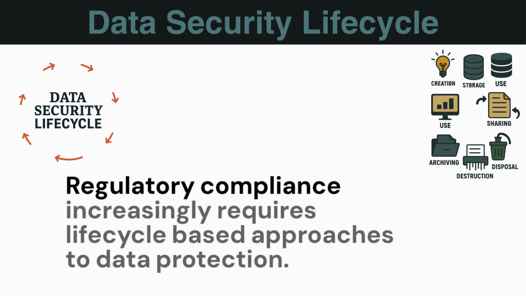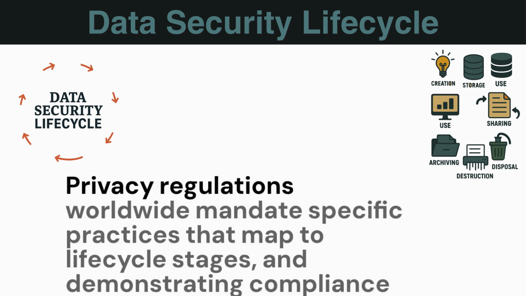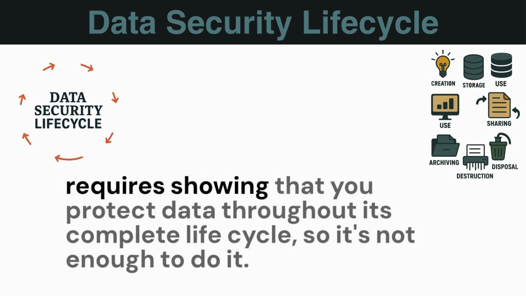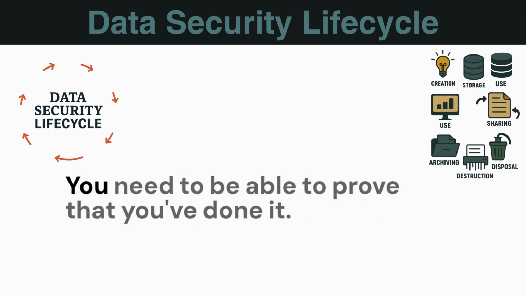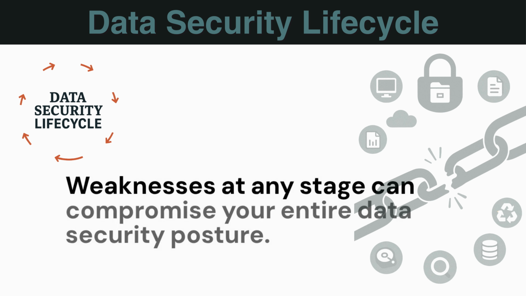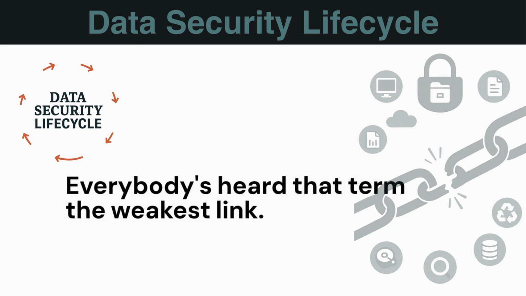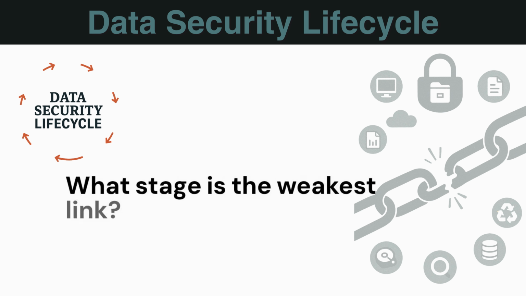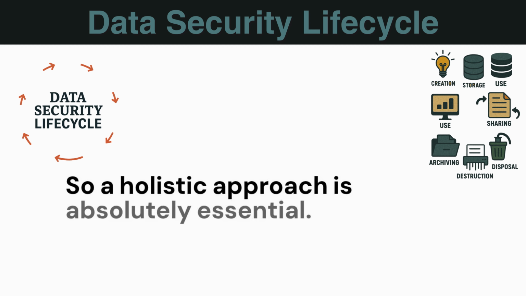Regulatory compliance increasingly requires lifecycle based approaches to data protection. Privacy regulations worldwide mandate specific practices that map to lifecycle stages, and demonstrating compliance requires showing that you protect data throughout its complete lifecycle. So it's not enough to do it, you need to be able to prove that you've done it. Remember, the life cycle is continuous and interconnected. Weaknesses at any stage can compromise your entire data security posture. Everybody's heard that term, the weakest link. Who is the weakest link? What stage is the weakest link? So a holistic approach is absolutely essential.